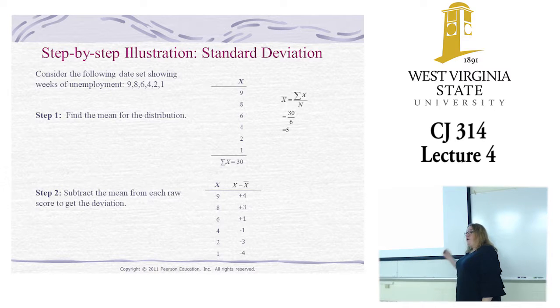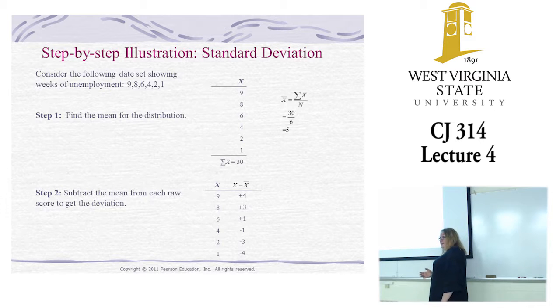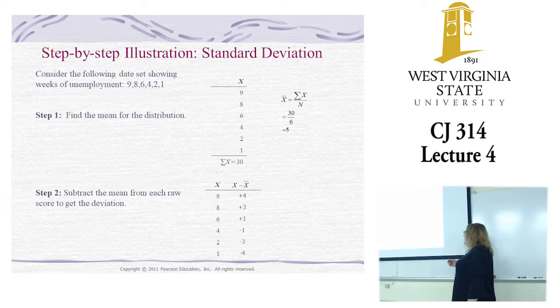Next step, for each data point, we subtract the mean. So we have in this bottom table down here, 9 minus the mean of 5 would give us positive 4. 8 minus the mean of 5 gives us positive 3. 6 minus the mean of 5 gives us positive 1. 4 minus the mean of 5 is negative 1. 2 minus the mean of 5 is negative 3. 1 minus the mean of 5 is negative 4. We know if we added those up, it would give us 0. So we have to go to the next step.